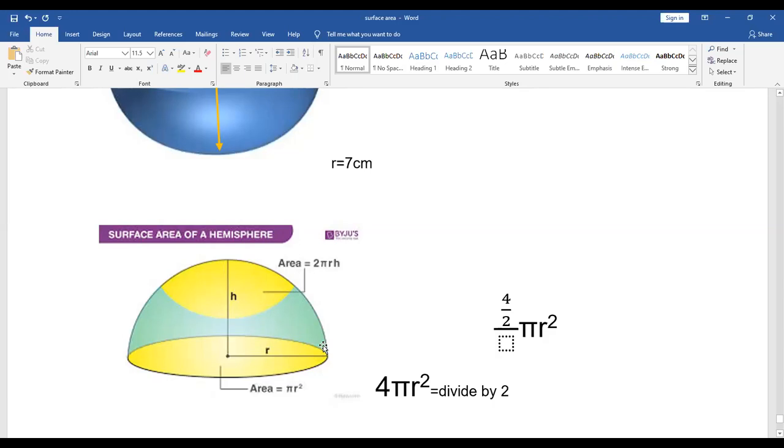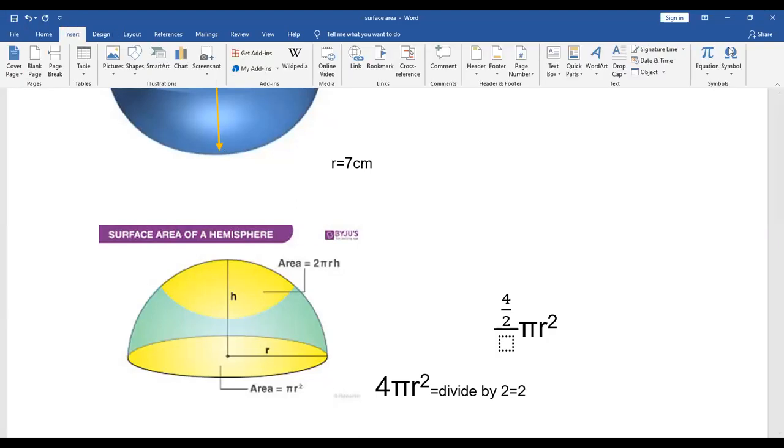So when you're finding the surface area of a hemisphere, you are going to find 2 things. Number 1, the curved surface area. You get the formula from the formula of a sphere, and that is what you're going to divide by 2. So if you divide 4 pi r squared by 2, the answer now becomes 2 pi r squared.